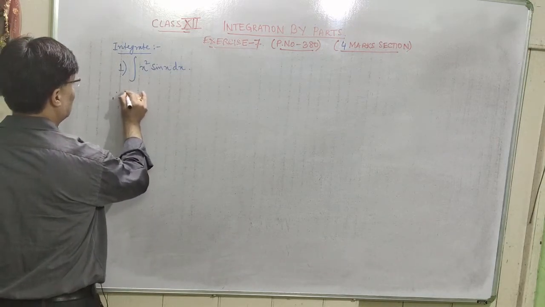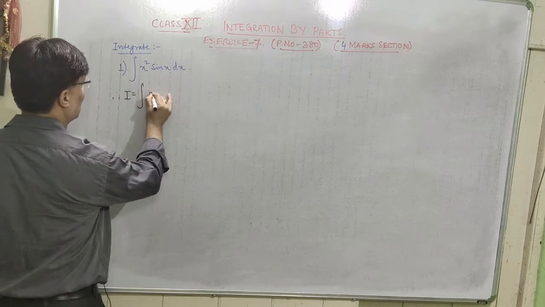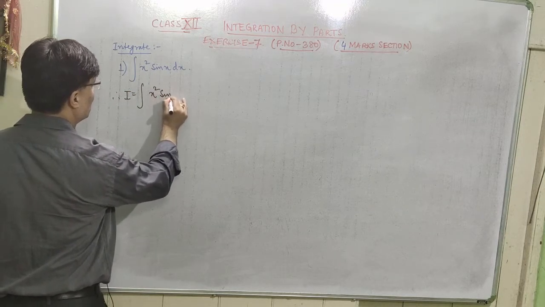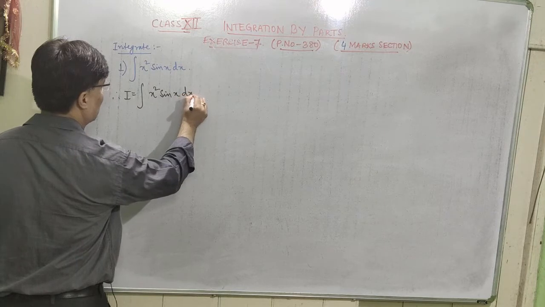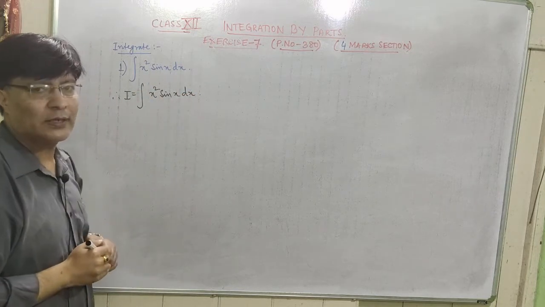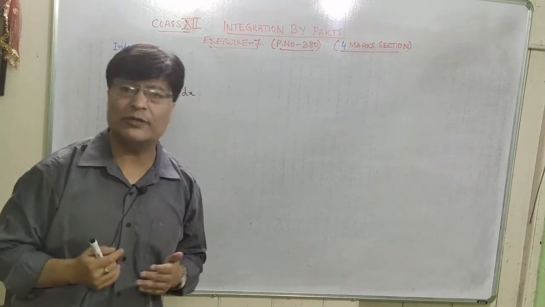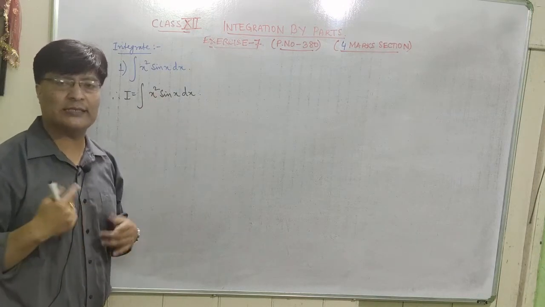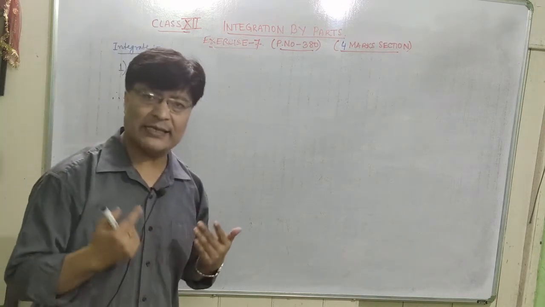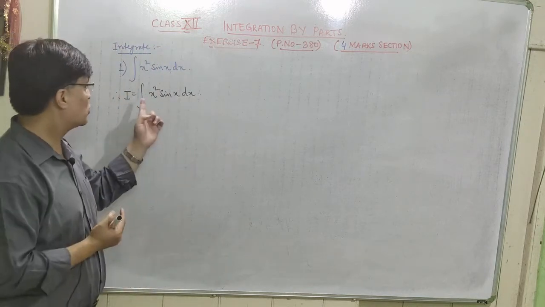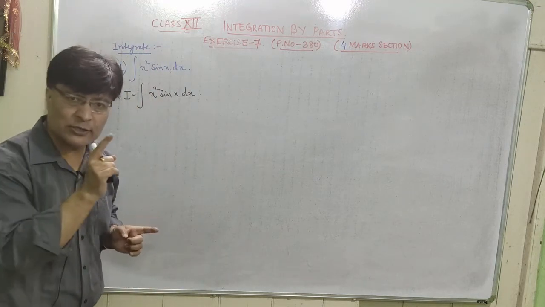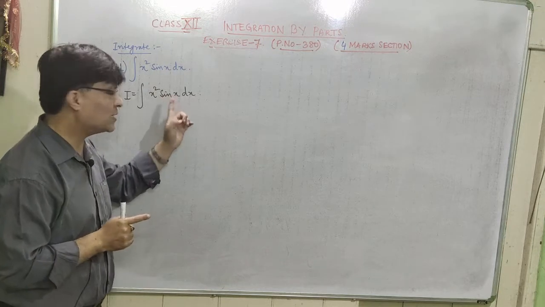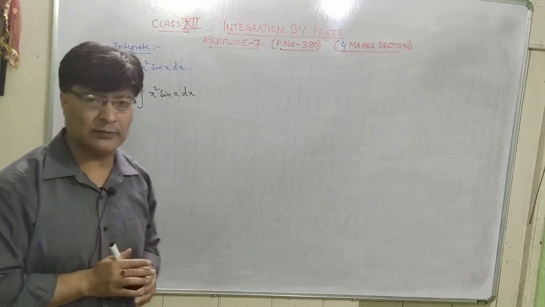So I is equal to integration of x square sin x dx. Now this is integration of two different functions. So x square is an algebraic function, that is your A letter. Sin x is a trigonometric function, that is T letter.